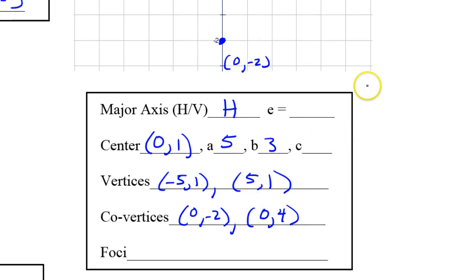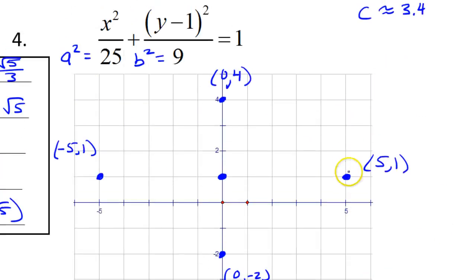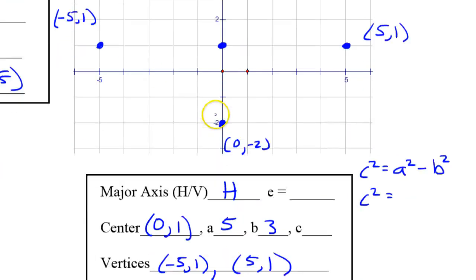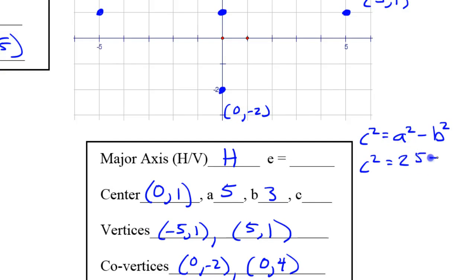Time to find the c value. We know that c squared is equal to a squared minus b squared for ellipses. So c squared will equal 25 minus 9. So c squared is equal to 16. So c is equal to 4. Well, isn't that nice? It comes out to be a whole number.